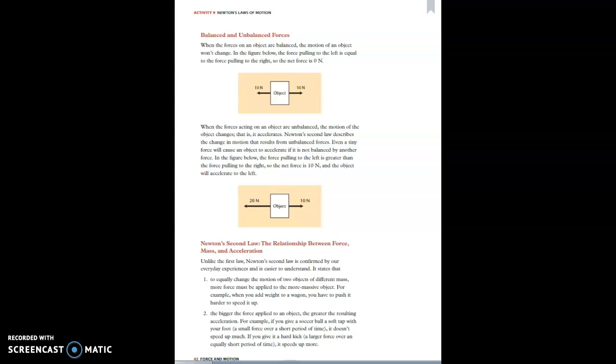Second, the bigger the force applied to an object, the greater the resulting acceleration. For example, if you give a soccer ball a soft tap with your foot, a small force over a short period of time, it doesn't speed up much. If you give it a hard kick, a larger force, over an equally short period of time, it speeds up more.